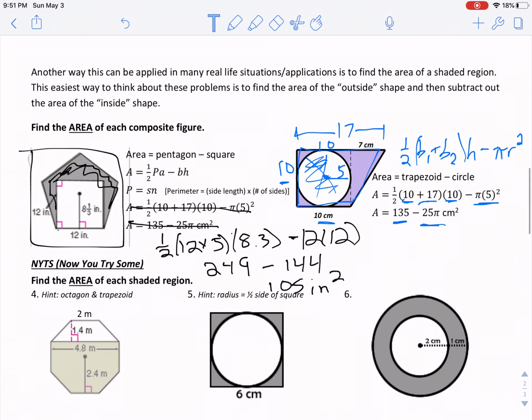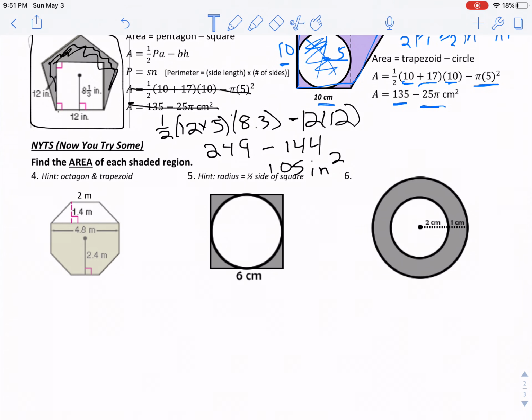All right. Now, there's 3 here for you to try. All right. Number 4, we have a regular octagon, and we need to subtract off that trapezoid at the top. Number 5, we have a square that we need to subtract out the circle in the middle. And number 6, we have 2 circles, a bigger circle, and we're cutting out the middle part, kind of like a donut.